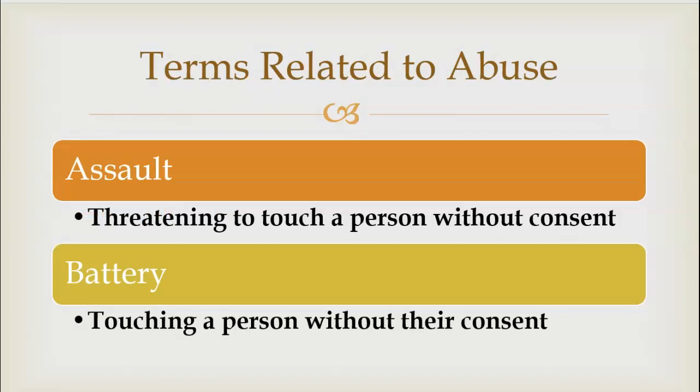There's a couple of terms that are related to abuse that you need to know. Assault is threatening to touch a person without consent, while battery is actually touching a person without their consent. So try to know the difference of those. Sometimes people will lump those together and think they're the same thing, but they're not.